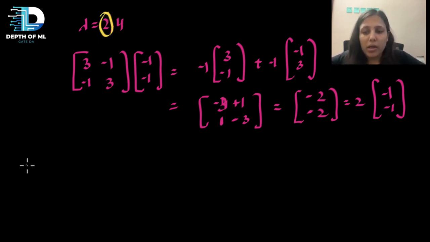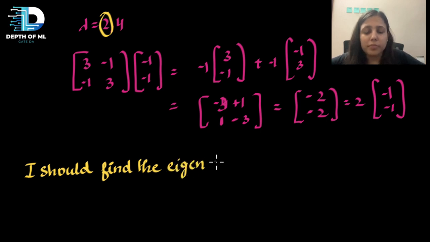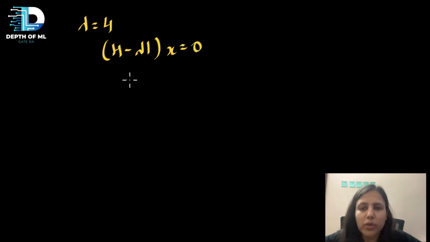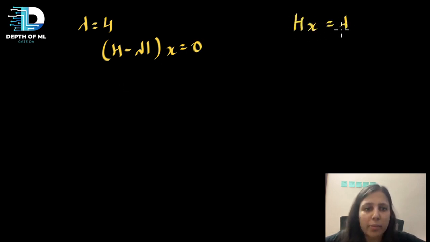Okay, so I should find the eigenvector corresponding to 4. So I have to find the eigenvector corresponding to lambda equals 4. How to do that is that (A minus lambda I) x should be 0, right? Because Ax is equal to lambda x, right? So if I take it here, I'll get this equation.